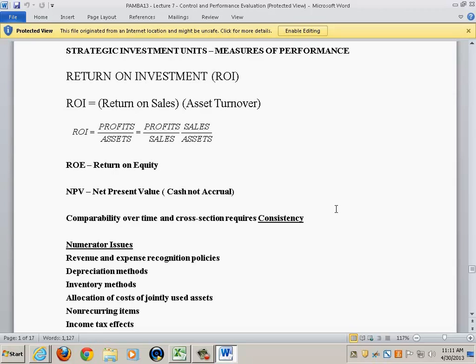it's a ratio measurement, where in the numerator we have profits, and in the denominator we have assets, and the assets are supposed to be all the productive assets that are participating in and engaged in generating the profits for the investment units.